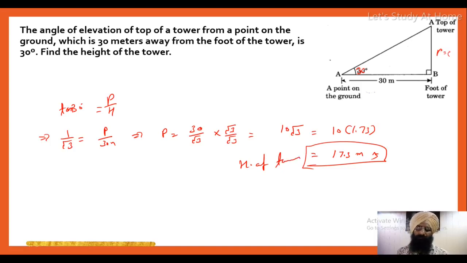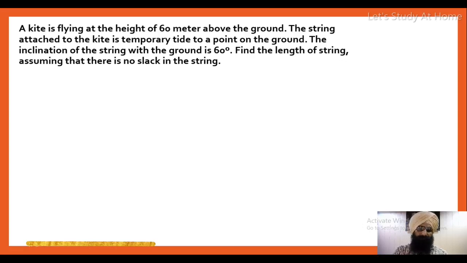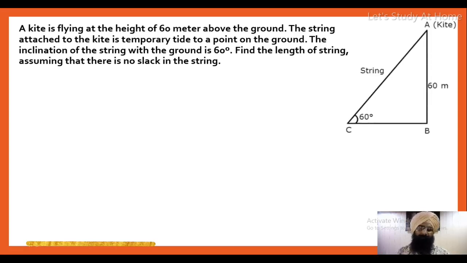Very simple question, very small question. Okay, the next question, let's see. The kite is flying at a height of 60 meter above the ground. Means there is a kite that is flying 60 meter above the ground. Next, a string is attached, tied to a point on the ground, and it makes an angle with the ground of 60 degree. Find the length of the string. Assume that there is no slack in the string, means it is a straight string.